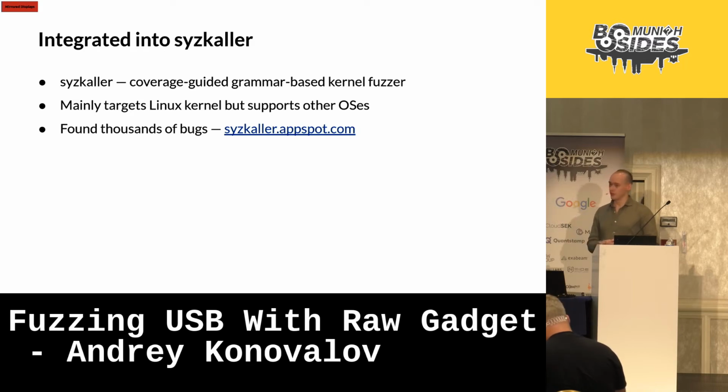The dashboard shows thousands of bugs that this fuzzer has found, and all of them are public. You can check out the bug, you can check the bug report, you can check out the C reproducers. So essentially, the C programs that you can run to trigger a particular bug.